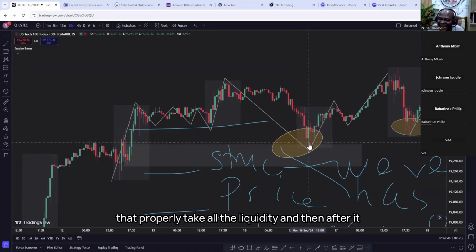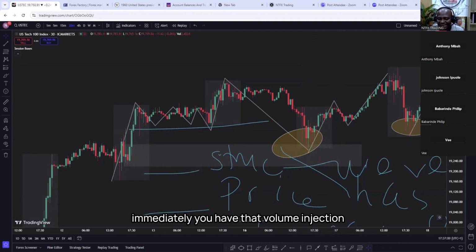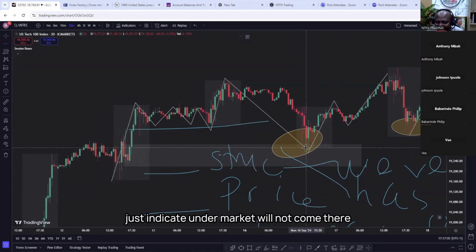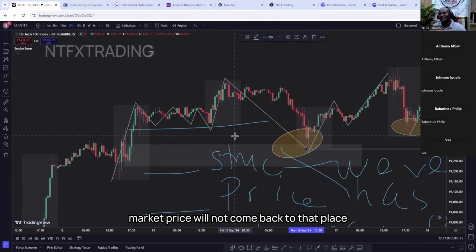And then after it, what do you see? Opposing candle. That is the injection. I want to see a fine one. That is what is called volume injection. Immediately you have that volume injection, just indicate under. Market price will not come back to that place. God forbid. If it comes back to that place, the analysis is invalid.